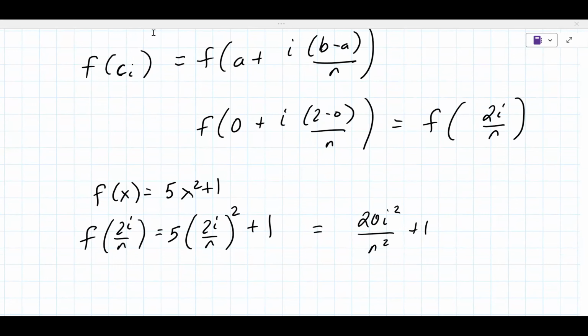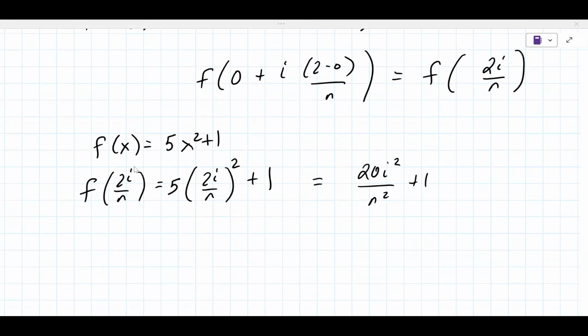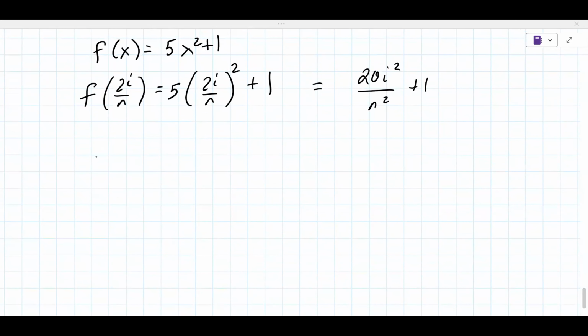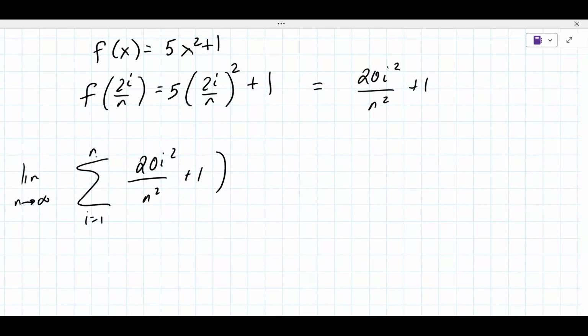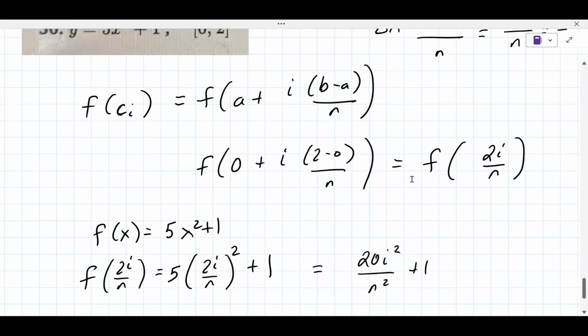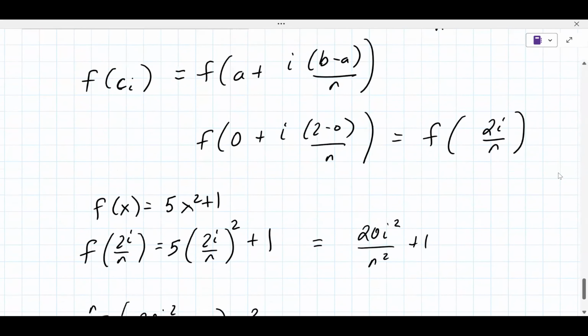Okay, so now the last part is filling in the pieces. Sigma, limit as n goes to infinity, i equals 1 to n. That's always the same. And then you put in the 20i squared over n squared plus 1 times, in this case, I believe it's 2 over n. I think that's what we got. Yes, 2 over n for delta x.